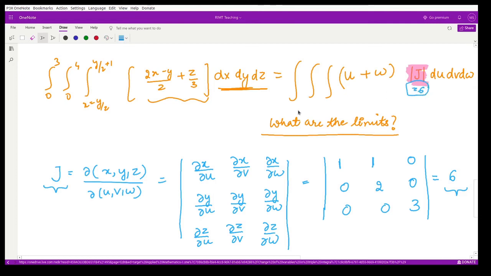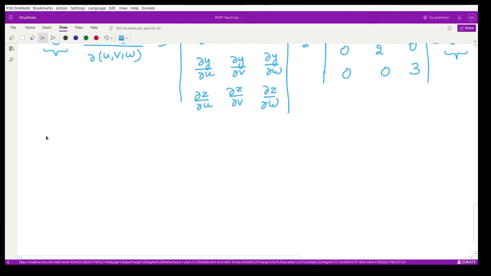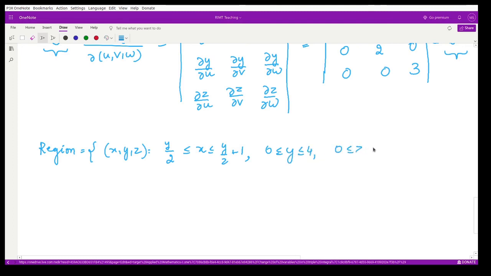Now the thing that is remaining is what are these limits? For that, let us define the limits again. The region is given to be all the points x, y, z in the Cartesian plane such that x lies between y by 2 and y by 2 plus 1, y lies between 0 and 4, and z lies between 0 and 3. So this is the region in the Cartesian x, y, z coordinates, right?